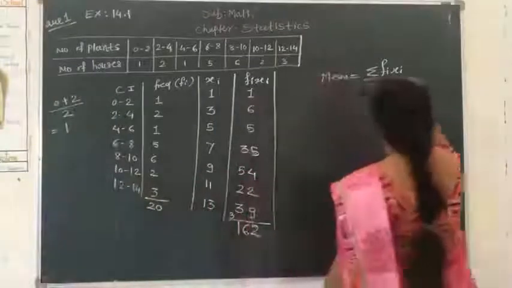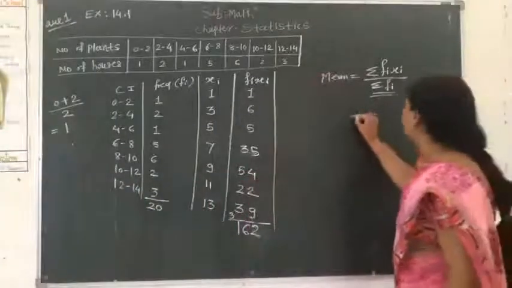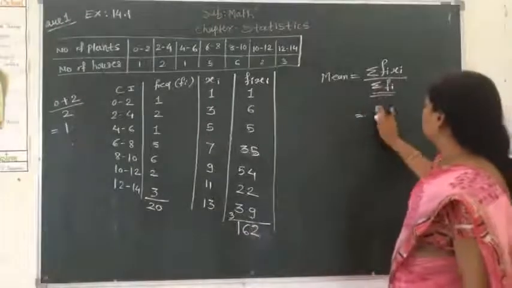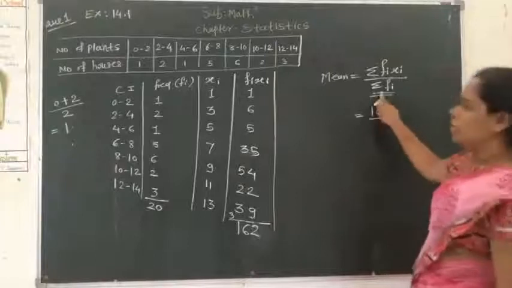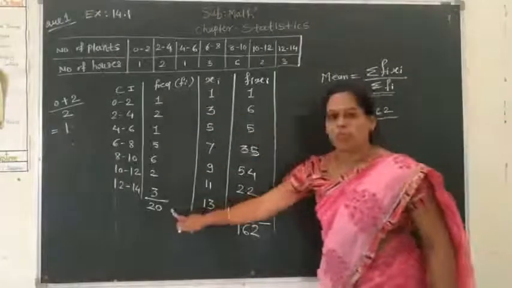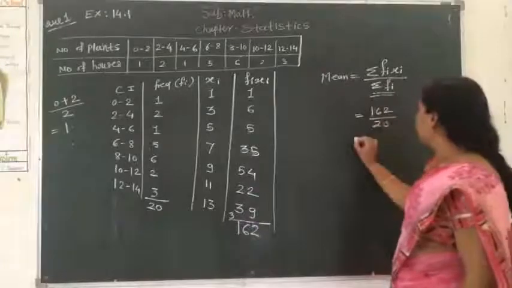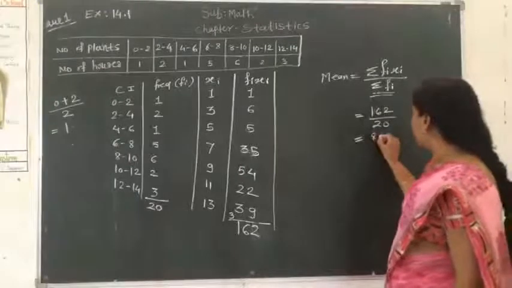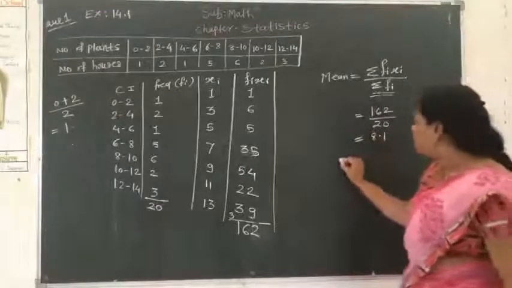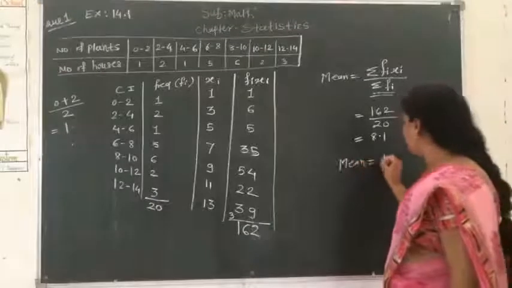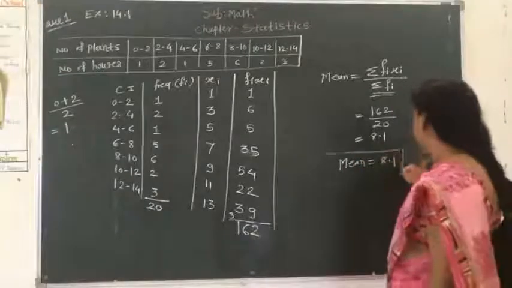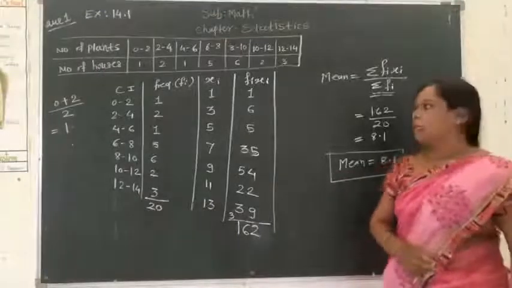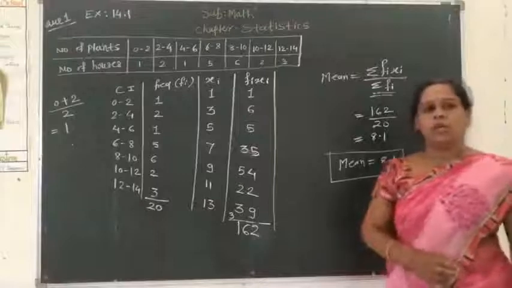Mean equals summation Fi Xi upon summation Fi. Summation Fi Xi means the addition of this column, that is 162, upon summation Fi, the addition of the frequency column, that is 20. Now divide this value. After dividing, you will get 8.1. So the mean is 8.1 for the given data, and this method is called the direct method to find the mean. In this way, you have to find the answer for each question using the direct method.